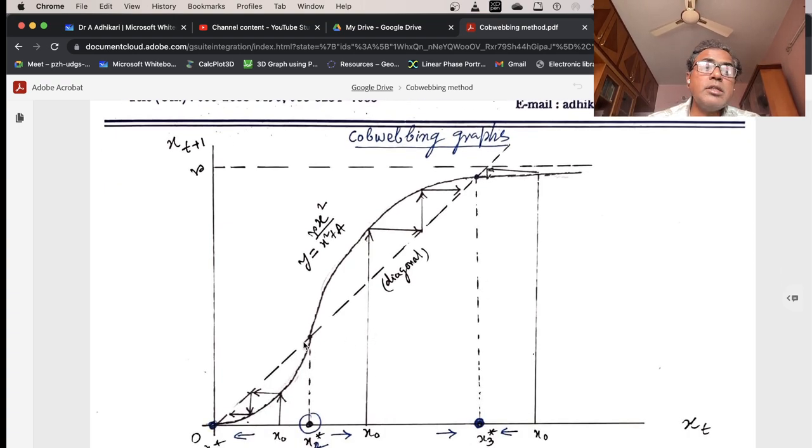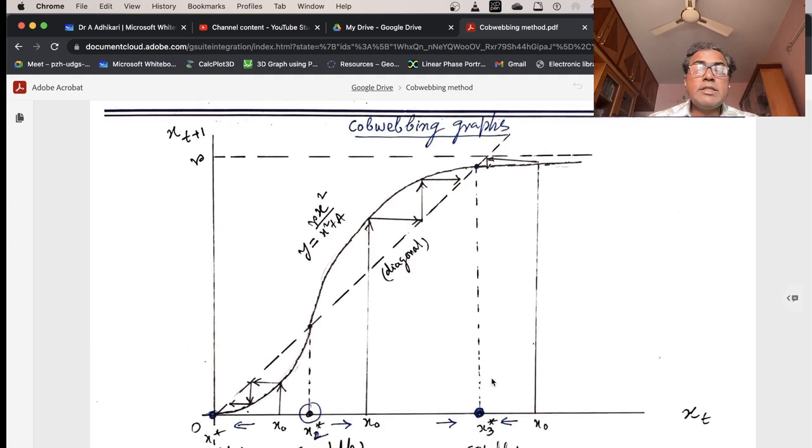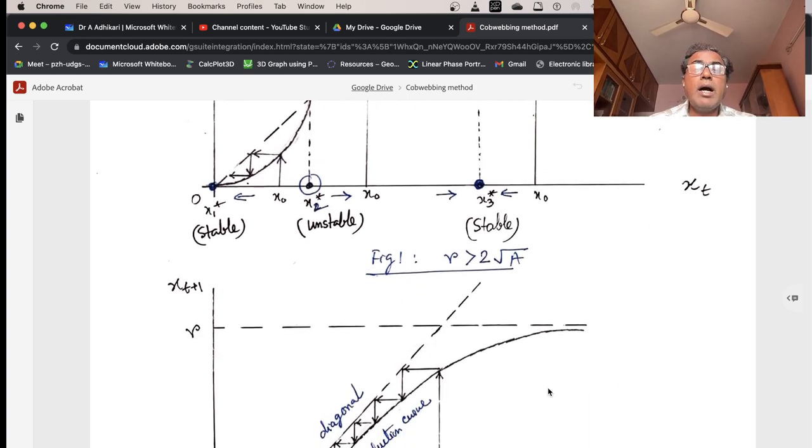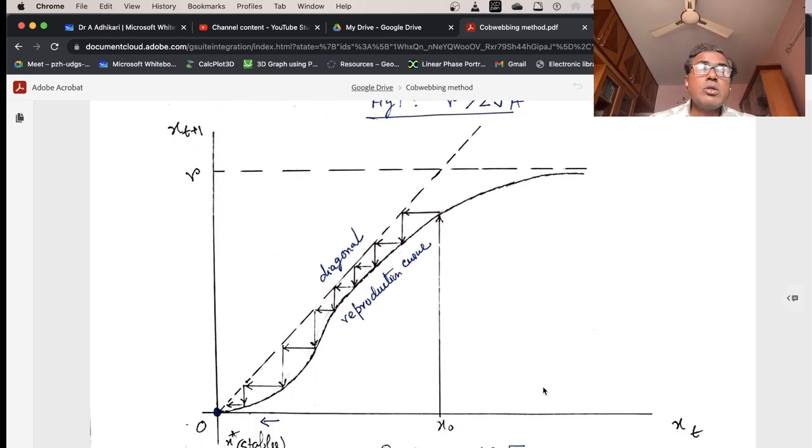This is called x1 star, this is called x2 star, this is called x3 star, and then y equal to r is the asymptote. So x3 star is a stable equilibrium point, x2 star is unstable, and x1 star is also a stable equilibrium point. This is the case when r is greater than 2 root a. But when r is less than 2 root a, we get only one equilibrium point, x0, a stable equilibrium point.